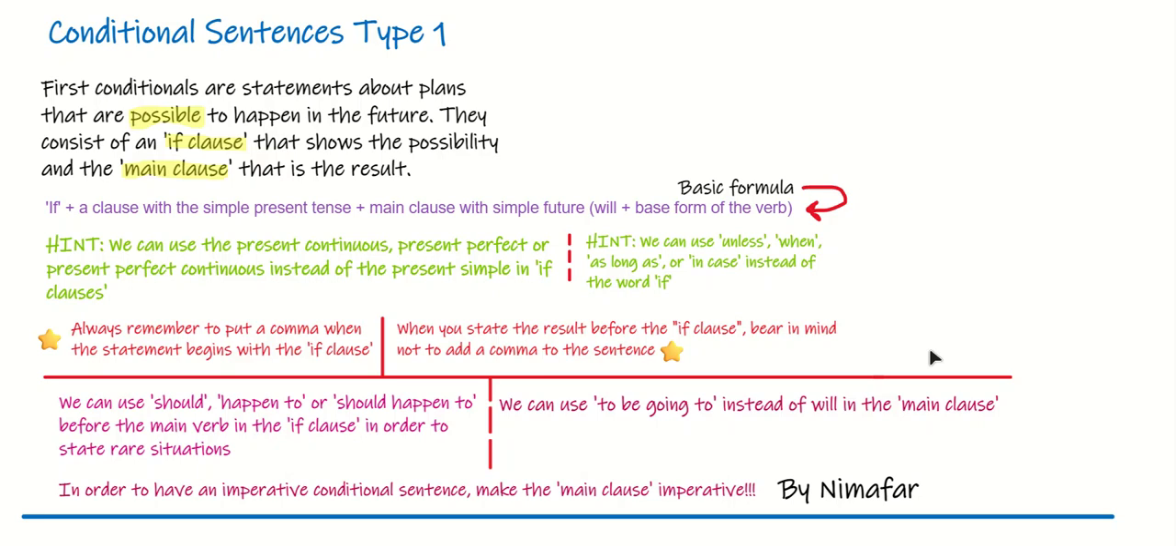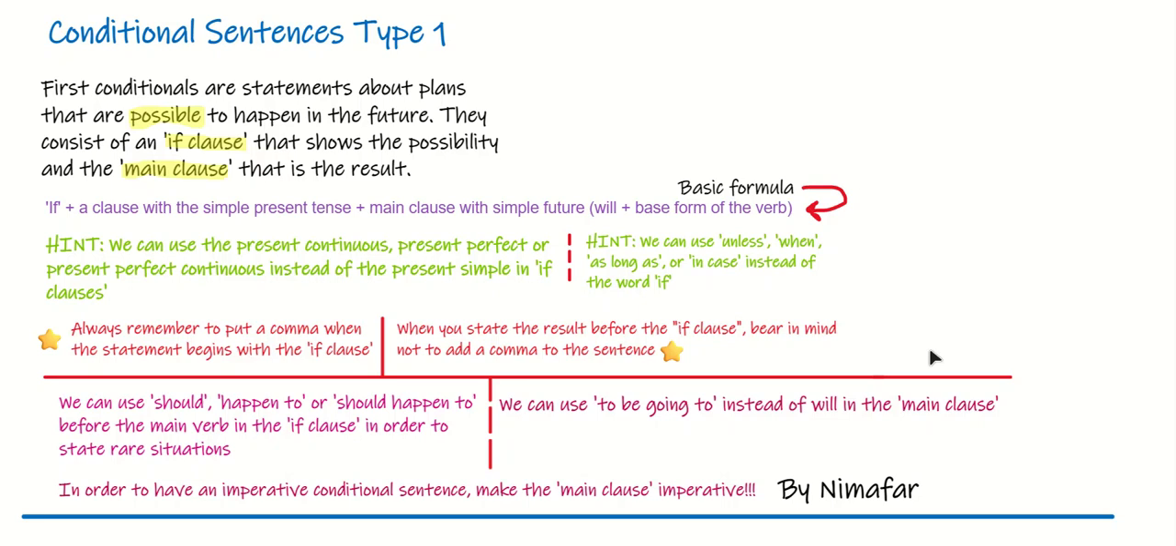We can use to be going to instead of will in the main clause. Like this, it will state more possibility. Like say, if you give me $1,000, I'm gonna make the deal right now. I'm going to make the deal right now means he is 100% sure that he will do that. No doubts. But if you say, I will make a deal, it means maybe even 1% he doesn't make the deal.